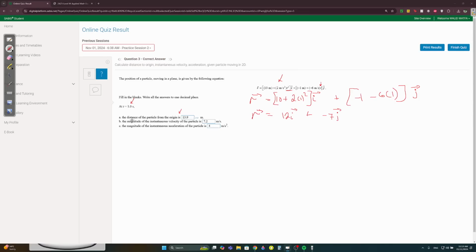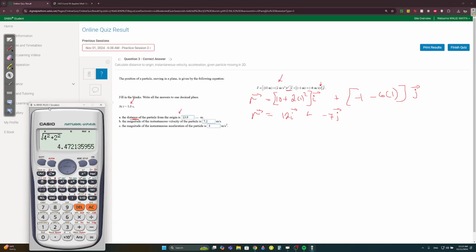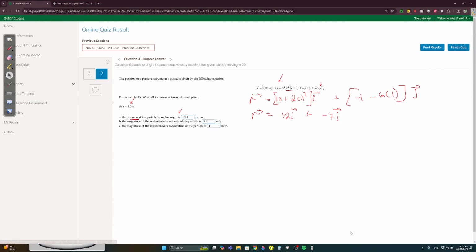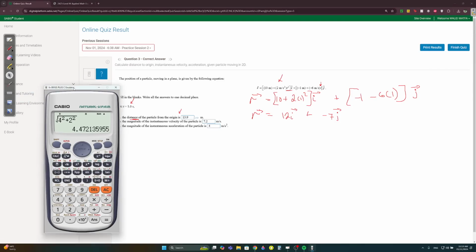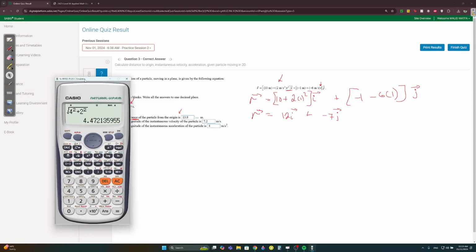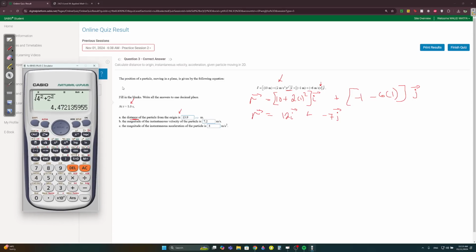Do they want the position or do they want the distance? The distance. Distance is always the magnitude of the position, similarly to how speed is the magnitude of the velocity, because position is a vector, and the distance is a scalar. If you want to convert from a vector to a scalar, you have to take the magnitude. Okay, so radical 12 squared plus 7 squared, you get 13.9.